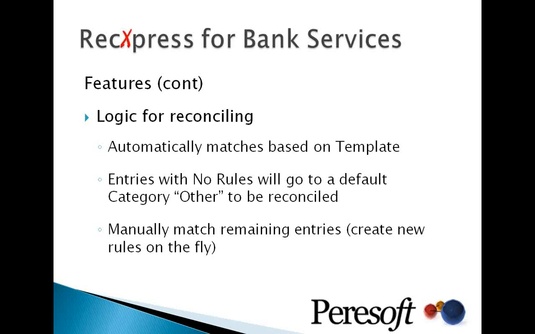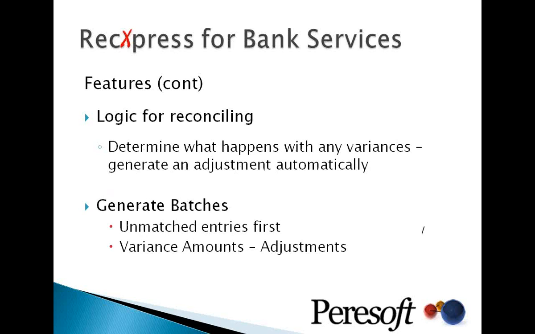And then anything that has no rule against it at all will go into a default category that RecXpress has called Other, to be reconciled manually. And then you would go about that process of manually matching entries. This is where you would begin to refine your template and add new rules on the fly as you go about matching these entries manually.